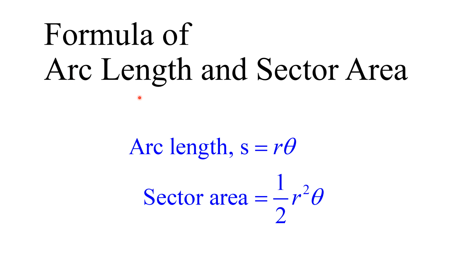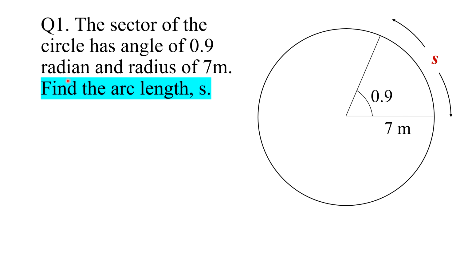So let's look at the formula for arc length and sector area. If the question is given in terms of radians, you can just apply this formula straight away to calculate. For instance, in question 1, you are given a circle of radius 7 meters and the angle given is 0.9 radian. How can you find the arc length S?